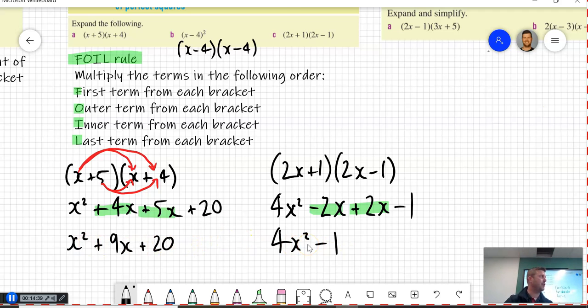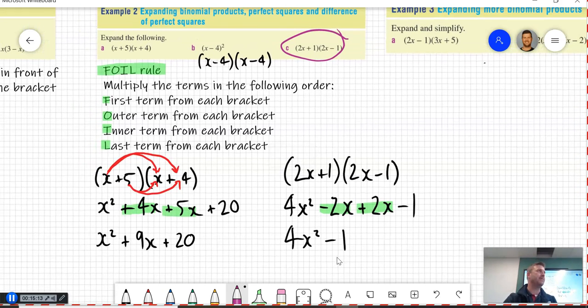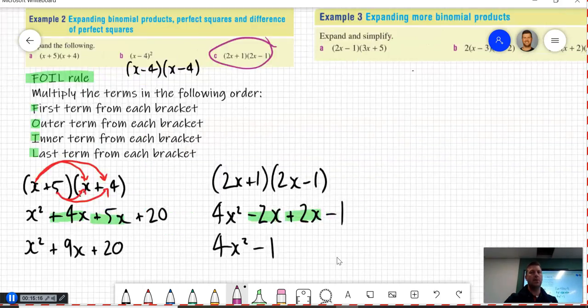Anyway, if you follow the process, first outers, inners, last, and then collect like terms, you'll get to that point. You might notice though that with this expression, both sets of brackets are exactly the same. The only difference is one has a plus sign, one has a minus sign. If you ever have that, it's called a difference of perfect squares, but we're going to look at that later, so don't worry too much. And you'll get a two-term expression in the end. But we're going to focus on that later when we do some factorizing. Right.